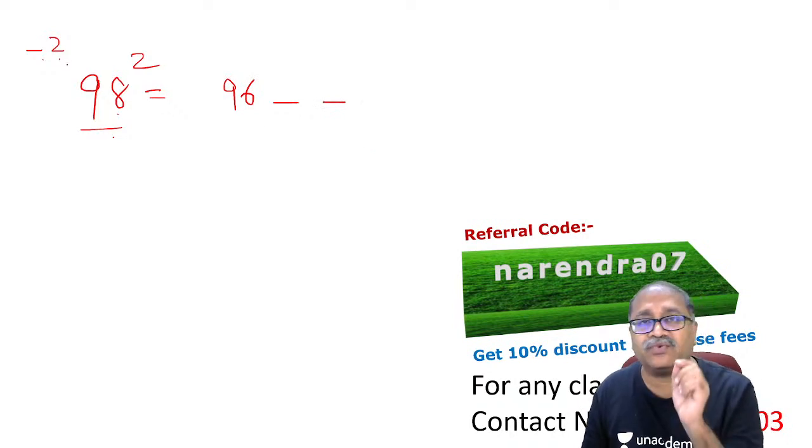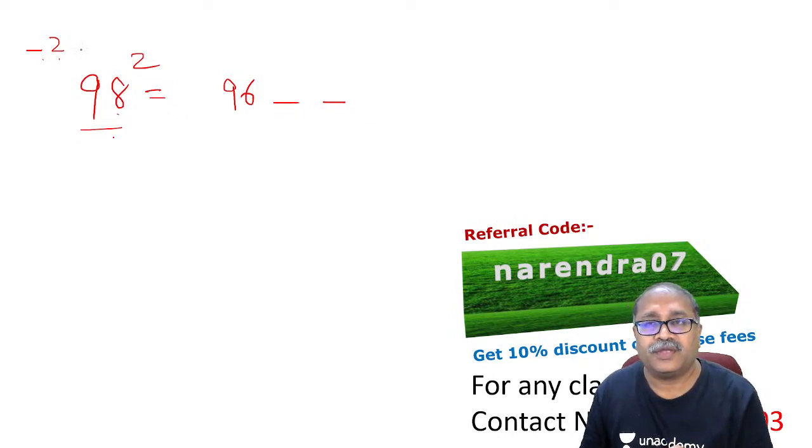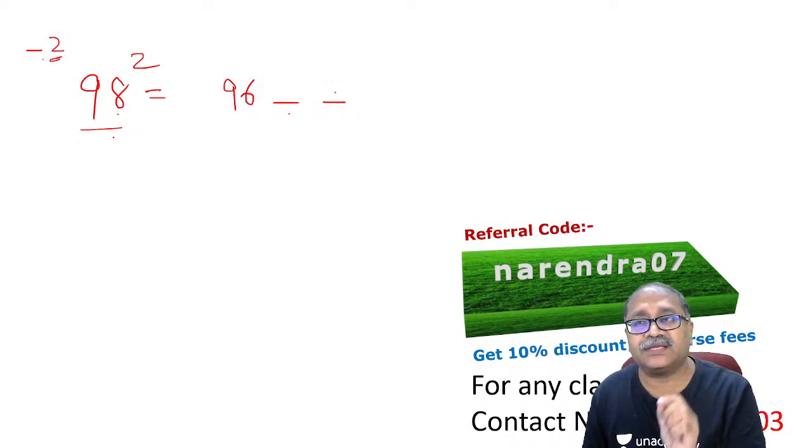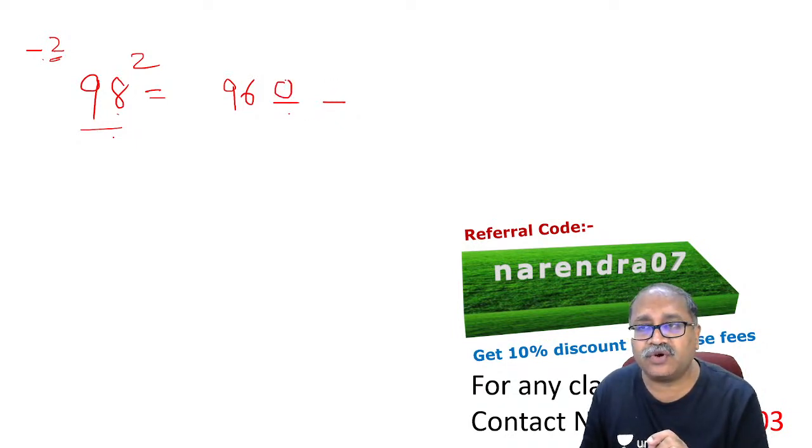98 minus 2 is 96, followed by 2 digits. Now, this 2 square will come over here. As 2 square is a single digit, therefore I will place a 0 over here. 04.